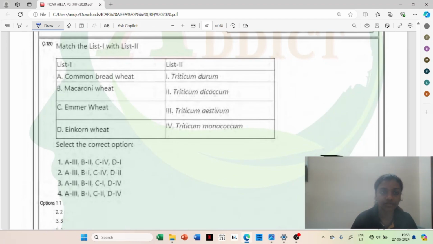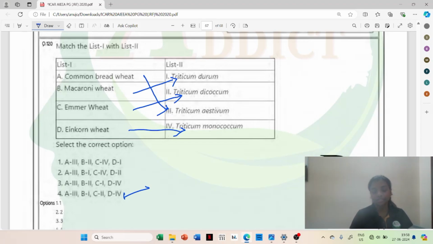On the left hand side, they have given common bread wheat, macaroni wheat, emmer wheat, and einkorn wheat. And on the right side, they have given the scientific names. Common bread wheat, scientific name is Triticum aestivum. For macaroni wheat, it is Triticum durum. For emmer wheat, it is Triticum dicoccum. And einkorn wheat is Triticum monococcum. A3, B1, C2, and D4. The answer is the fourth one.